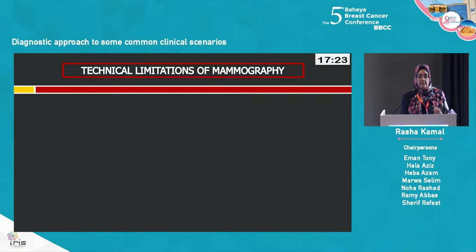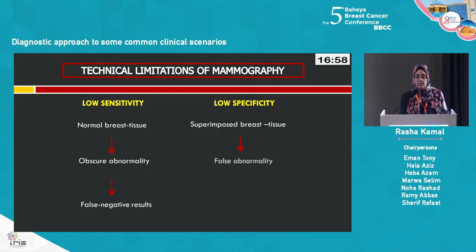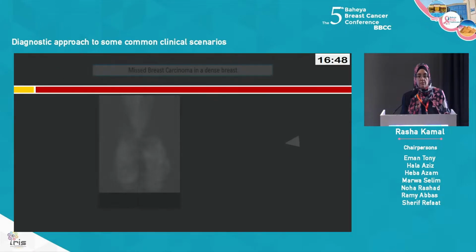Unfortunately, although we depend mainly on mammography in screening and even in the diagnostic context, it's always accused of having a low sensitivity because the normal breast tissues may obscure an abnormality, and this is responsible for a large number of false negative results. It's also accused of having a low specificity because the superimposed breast tissues might give the impression of a false abnormality, which is responsible for a large number of false positive results. And that's why we see every day technical developments on the mammography.